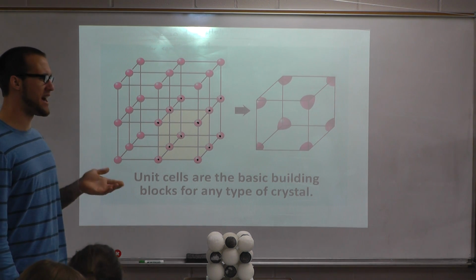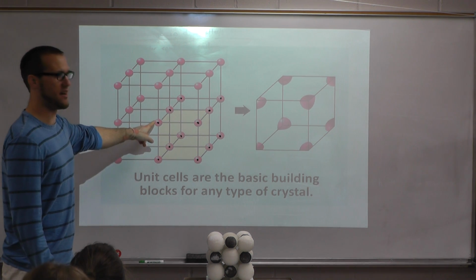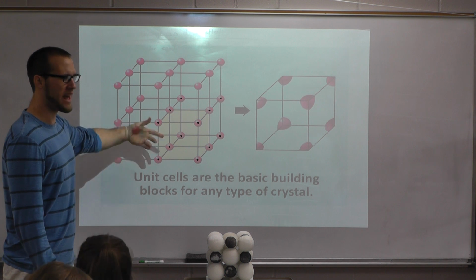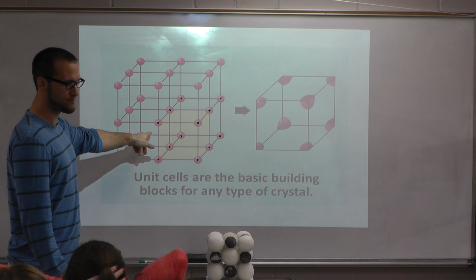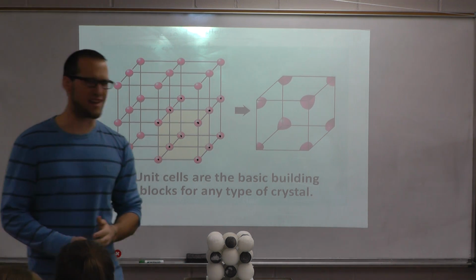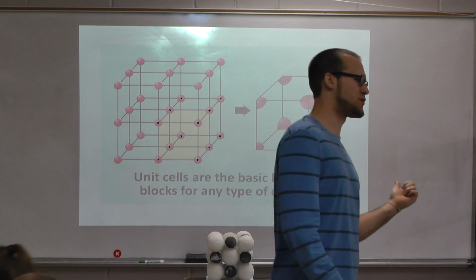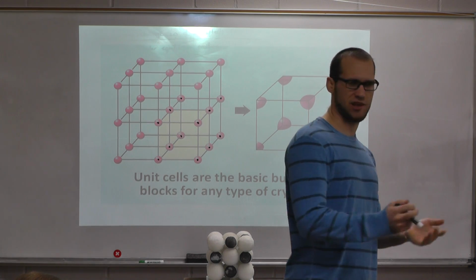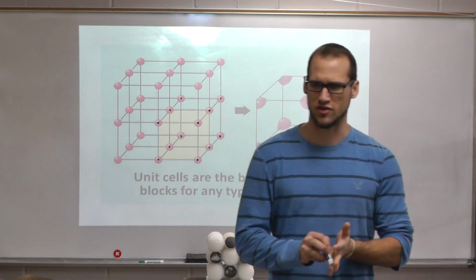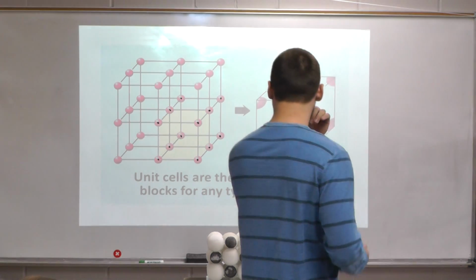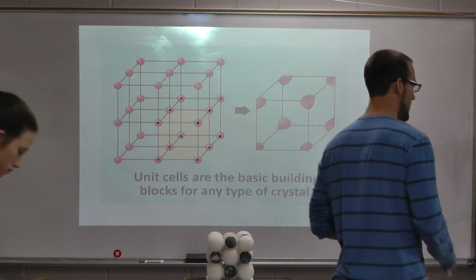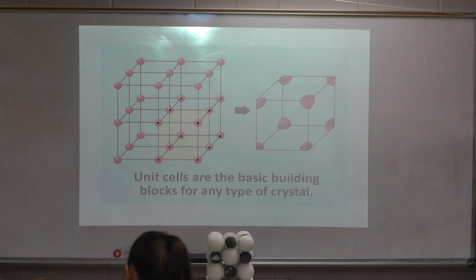When we're talking about an ionic compound, ions would be there. But if we're talking about a covalent compound, molecules would be at those points. If I'm talking about a metallic compound, metals would be at those points. Does that make sense? We're going to talk a little bit more about that when we talk about the types of crystalline solids that we have. But you might want to get in that the locations that make up your unit cell are your lattice points.